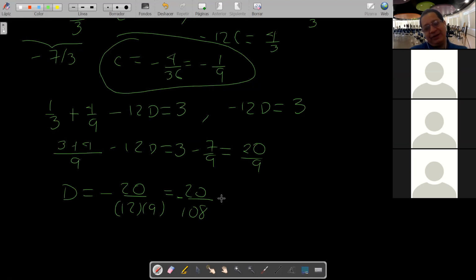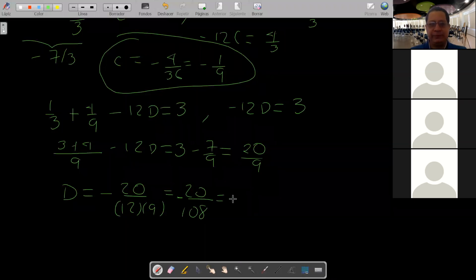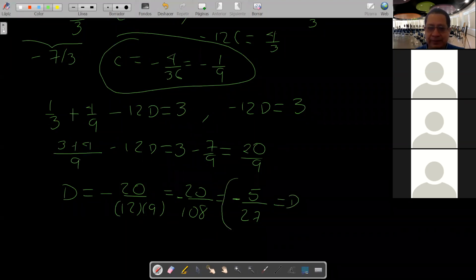Can we divide... 5/27. Thank you. That's quite fast. Yeah, you're right. This is a factor of 4, and that's 27. That's right. So this is our coefficient D.